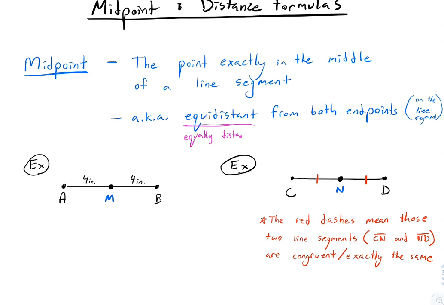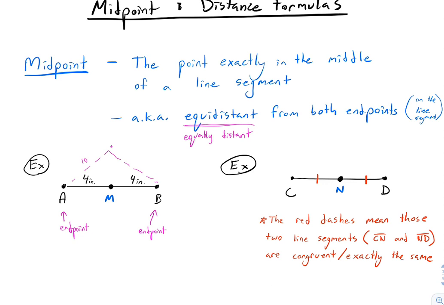Okay, so equidistant from the two endpoints. The endpoints, right, are A and B. Those are the endpoints. So if it's equidistant from both of those, and I put a little asterisk because we need to be really clear about this. Now, there's lots of points that are equidistant, right, from A and B.